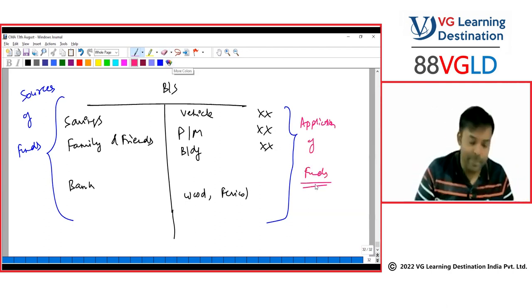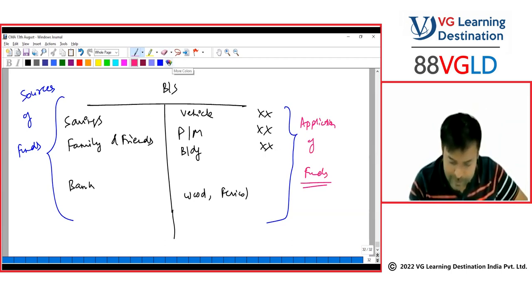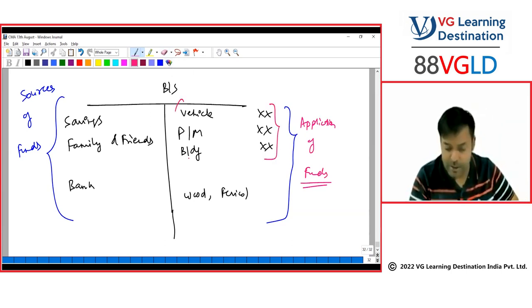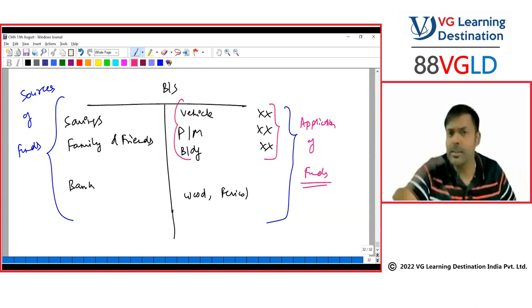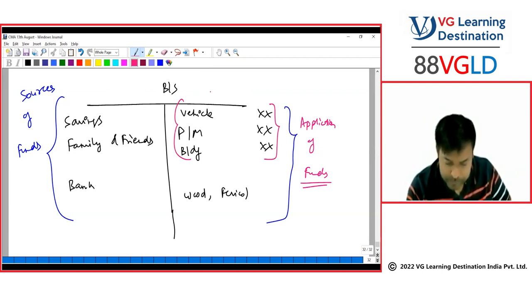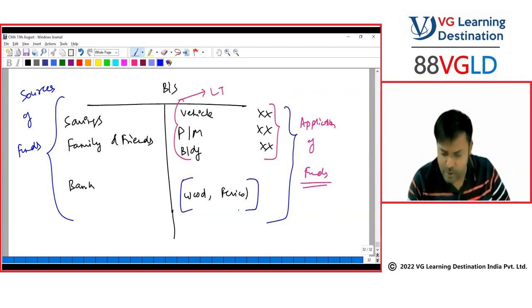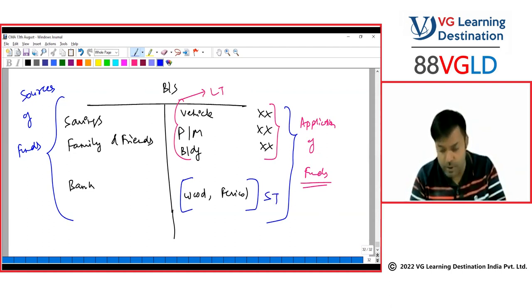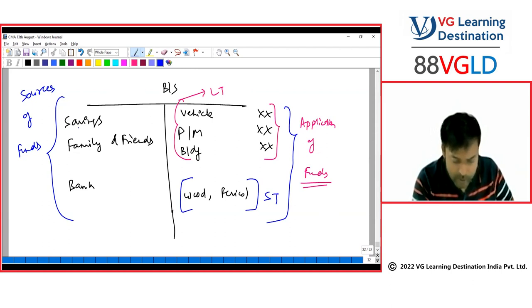Sources and the application. If you see these items, guys: vehicle, plant and machinery, building, is it short term or long term? It's long term. How about this: wood, fabric, nails you're taking. Is it short term or long term? It's short term.